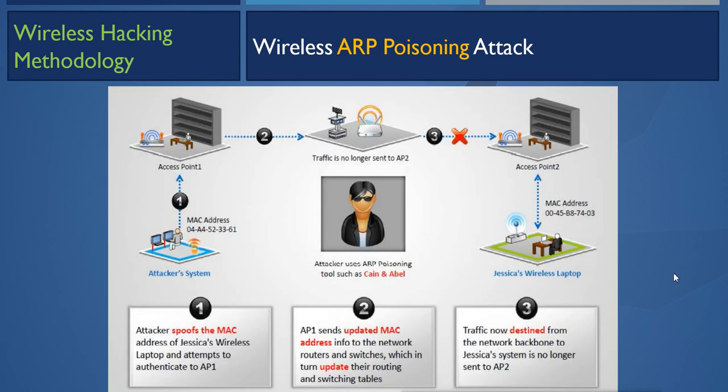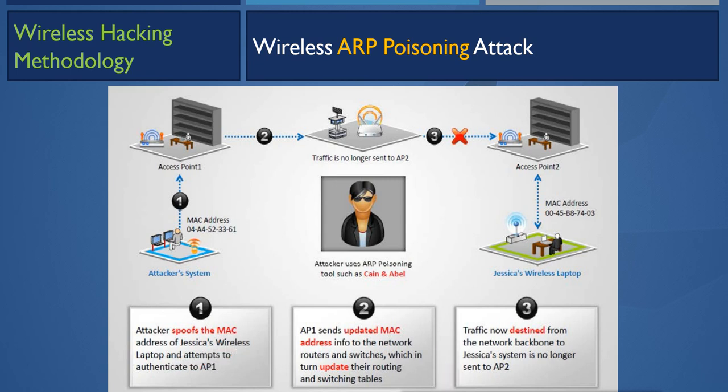Just like in a wired network, in a wireless network the attacker can also do the ARP poisoning attack. The ARP poisoning attack we did in the wired network, to do the man in the middle, can be done here under the wireless also. So first, what will the attacker do? The attacker will spoof the MAC address of the user's wireless laptop and attempt to authenticate to the AP.